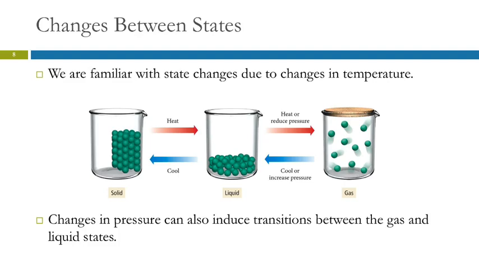So we can change the state of a substance. We're familiar with ice melting. How do you get ice to melt?